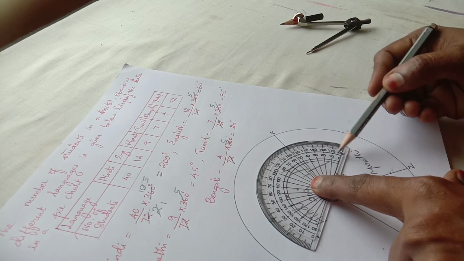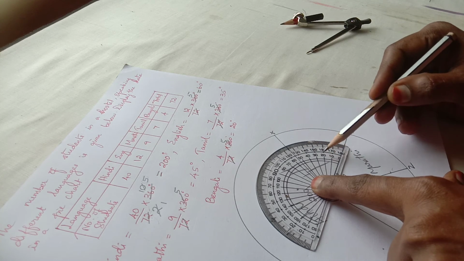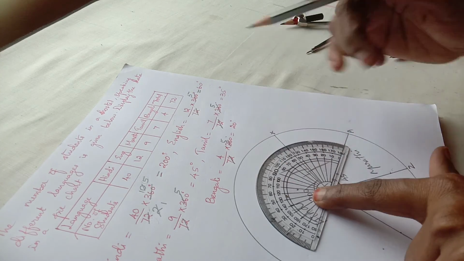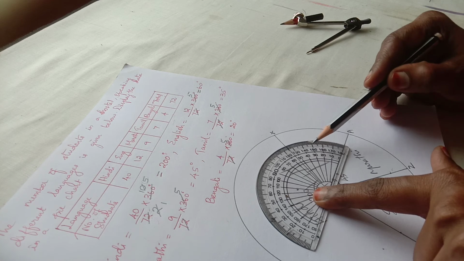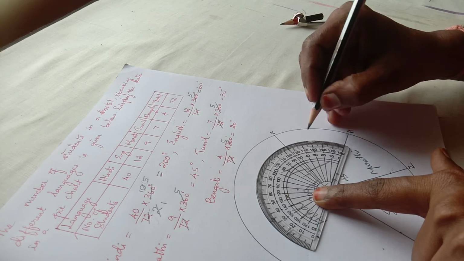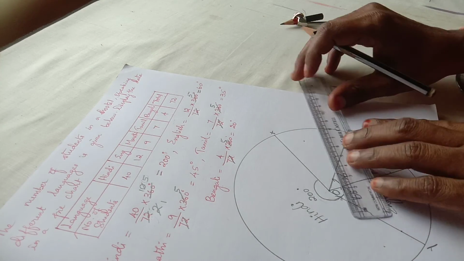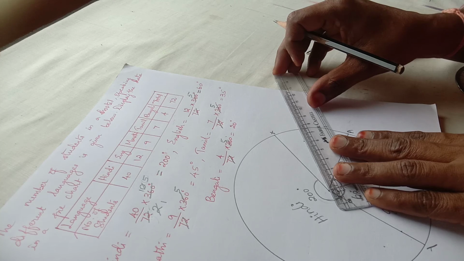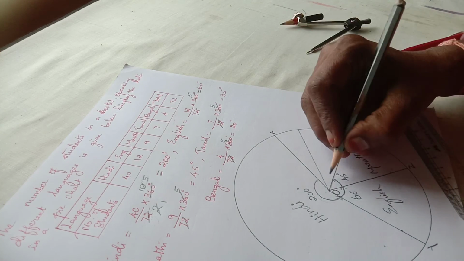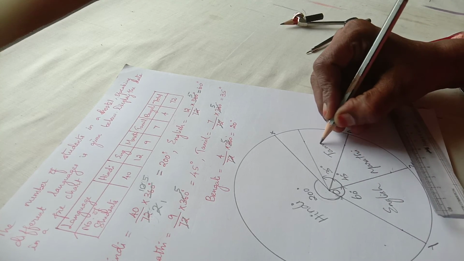Now we need to move again from 0, on the inner circle. 0, 10, 20, 30, 31, 32, 33, 34, 35 here. Now let's mark. This angle is 35 degrees, which is Tamil.